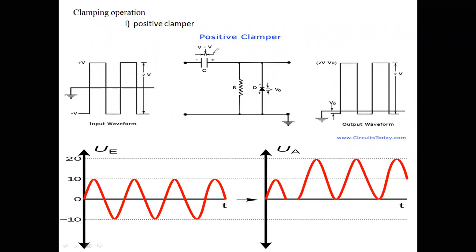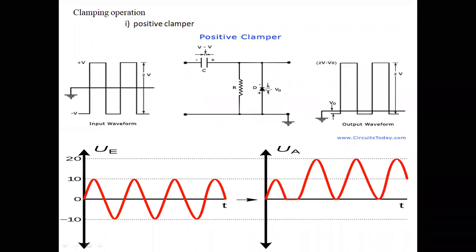Okay, the clamper circuit consists of a capacitor, a diode and a resistor. In clippers you won't find the capacitor, but in a clamper circuit we have the capacitor, because to clamp the voltage, to shift the voltage, we require this capacitor. Therefore, this is your positive clamper.